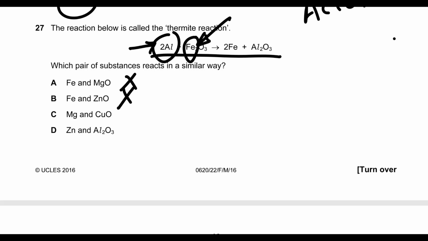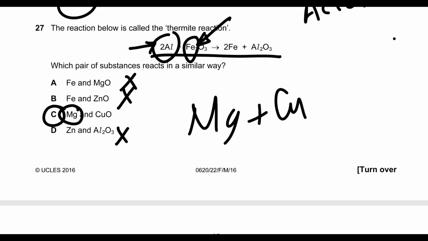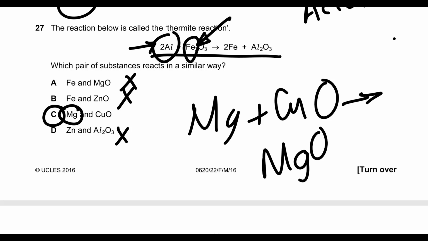Also, it doesn't work. Here, magnesium and copper oxide. Magnesium actually is more reactive than copper, so we will have displacement reaction. So it's C. Zinc and aluminium oxide: zinc actually is less reactive than aluminium, so we don't have reaction. Only magnesium with copper oxide, you will form magnesium oxide plus copper, which is totally similar to this reaction.